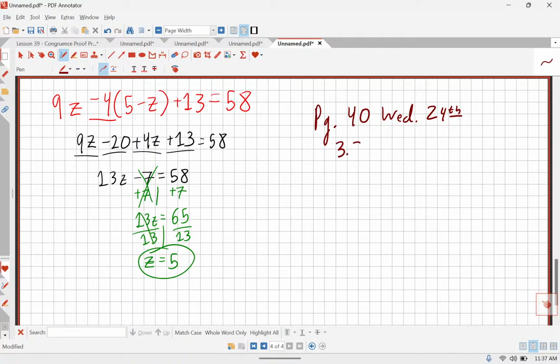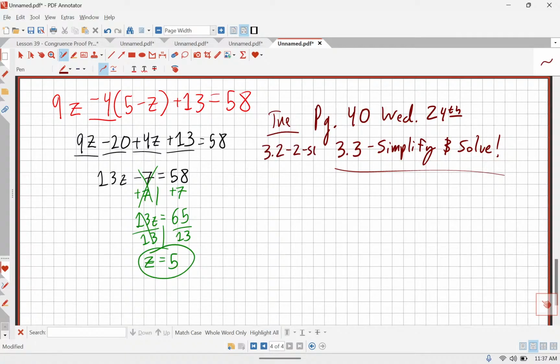Guys, today's self-assessment is 3.3, simplify and solve. Did we write down yesterday's as well? Did we go back and do that? If I didn't, Tuesday, make sure that you write down that we did 3.2. That was two-step equations. And then on Monday, we had 3.1a plus 3.1b. That was one step.